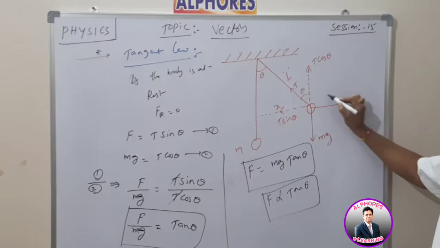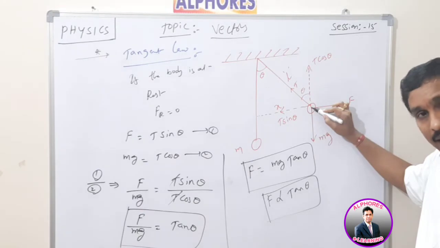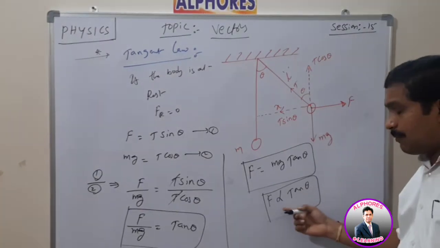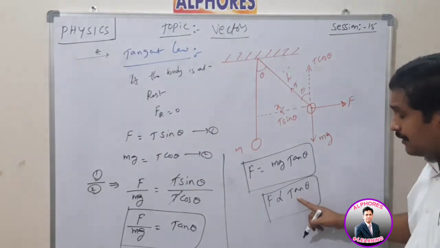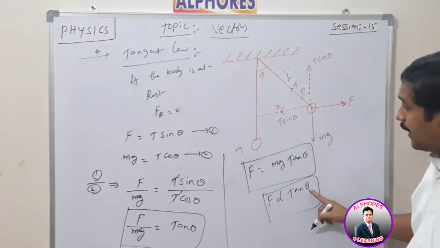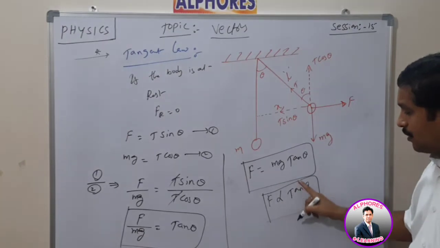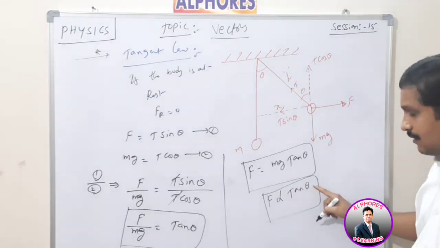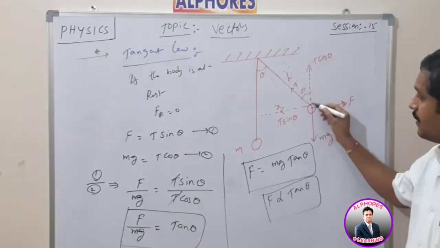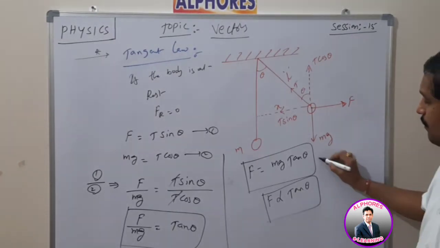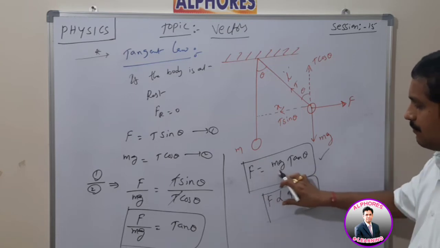The external horizontal force acting on the body is directly proportional to the tangent of the angle subtended by the string. That means F is directly proportional to tan theta, where theta is the angle made by the string when the body is at rest. Now, listen carefully. After completion of this, force F is equal to mg tan theta.